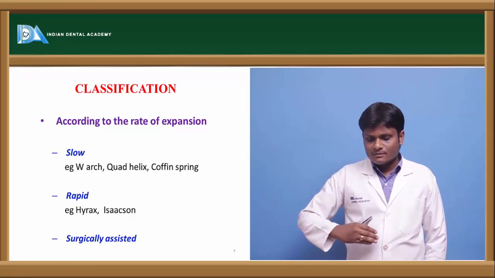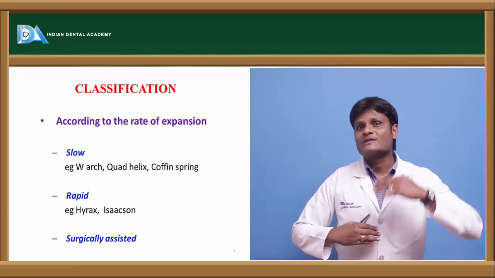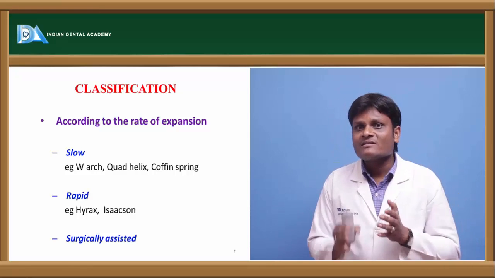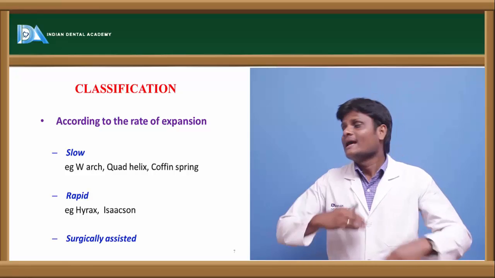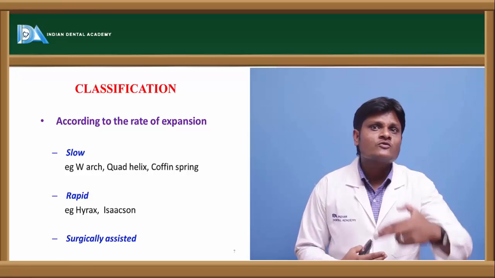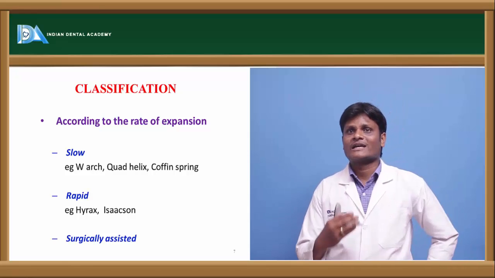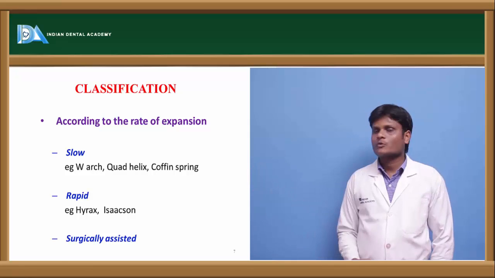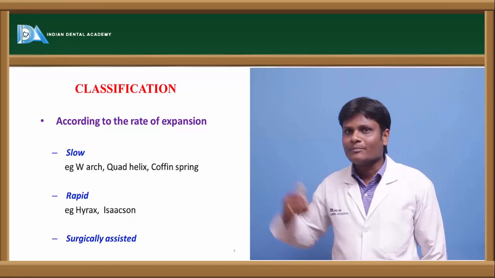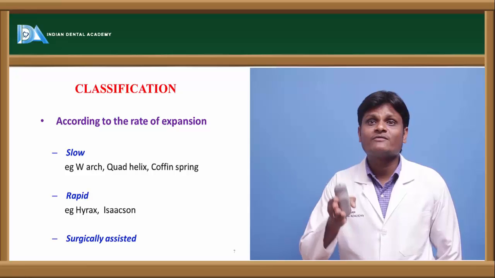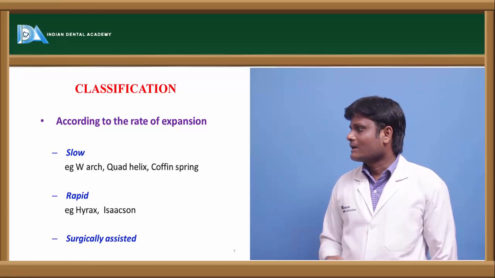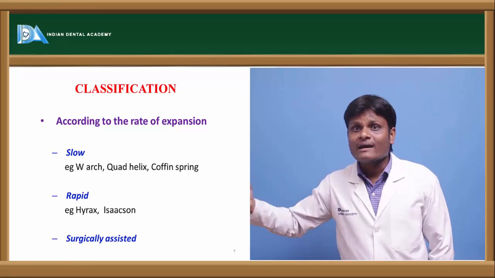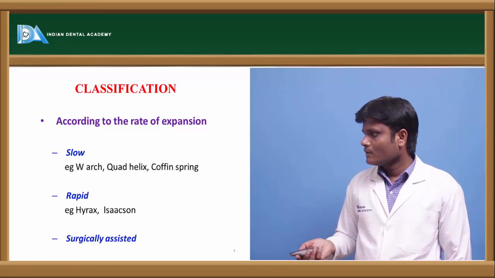Okay, here the rate of expansion varies. In slow expansion, the expansion is very slow, whereas in rapid expansion, the expansion process is fast. And even the appliances which we use for these specific types of expansions are different. For slow expansion, usually we will go for either quad helix or coffin spring or W arch or a split acrylic plate with a jack screw. Whereas for rapid maxillary expansion, we can go for an Isaacson type of expander or a Hyrax appliance.